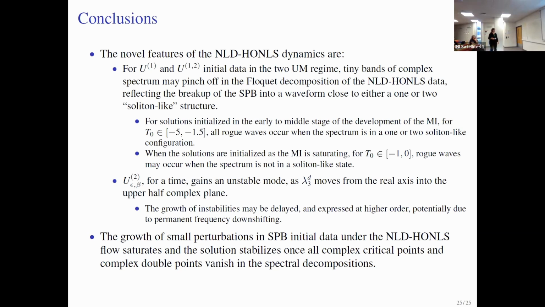And so for U2, the big issue there is this growth of instabilities being delayed, possibly by the frequency downshifting mechanism. Until more experiments and analysis are done, that really seems to be the likely cause for the delay in the development of those instabilities. And also this issue of complex critical points being significant, in addition to complex double points, in identifying instabilities. Okay, so that's it.